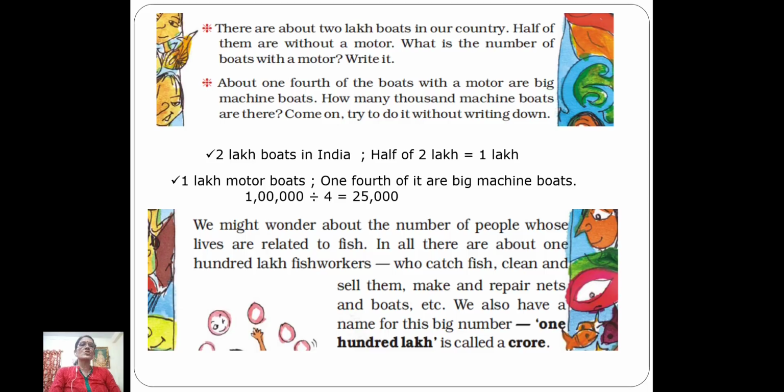How many thousand machine boats are there? Now they are asking us how many machine boats are there. From the previous answer we got 1 lakh boats with motors. So how many boats? 1/4 are big machine boats. So tell me, 1 lakh motor boats are there, 1/4 of it are big machine boats. So how are we going to do? Simple. 1/4 means 1/4, right? So what we are going to do? Simple. 1 lakh you divide by 4. You are going to get 25,000.